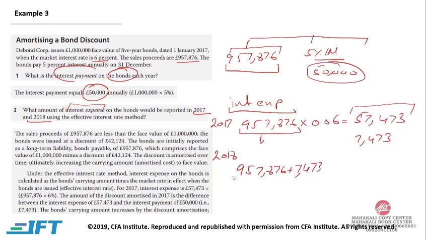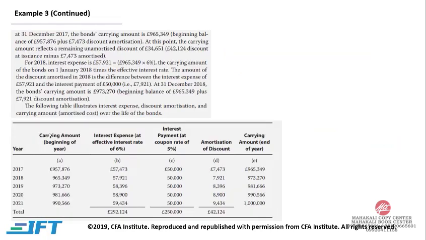So our liability in 2018 would be 965,349, and the interest would be applicable on this amount. So we need to multiply this by 0.06, and we get 57,921. Now in this table we are given that initially the carrying amount was 957,876.